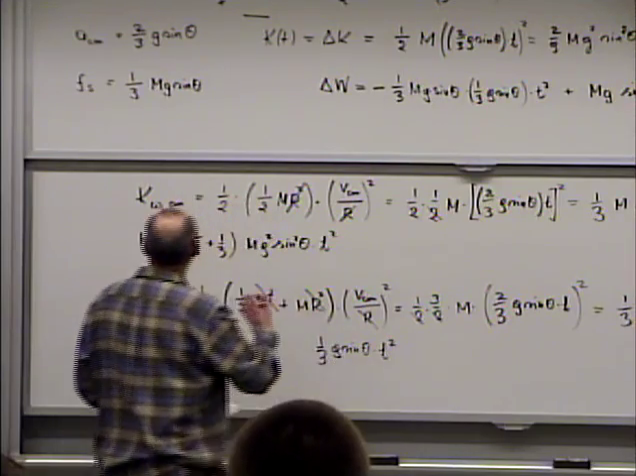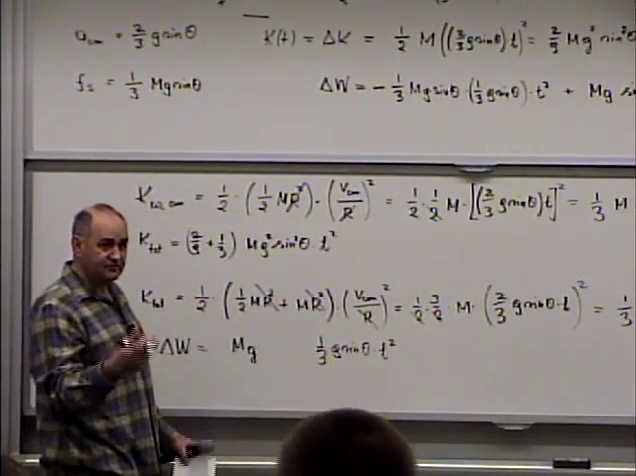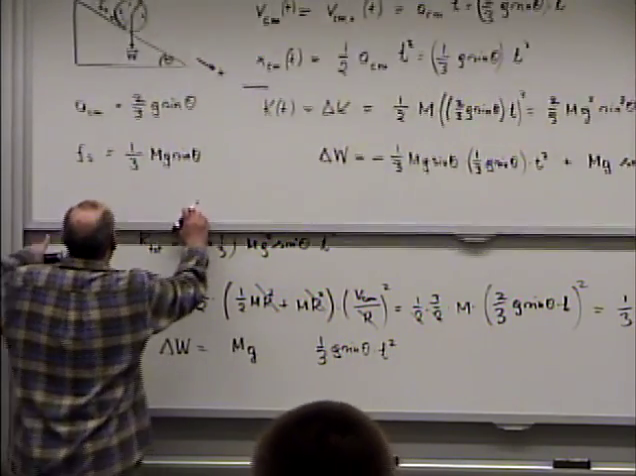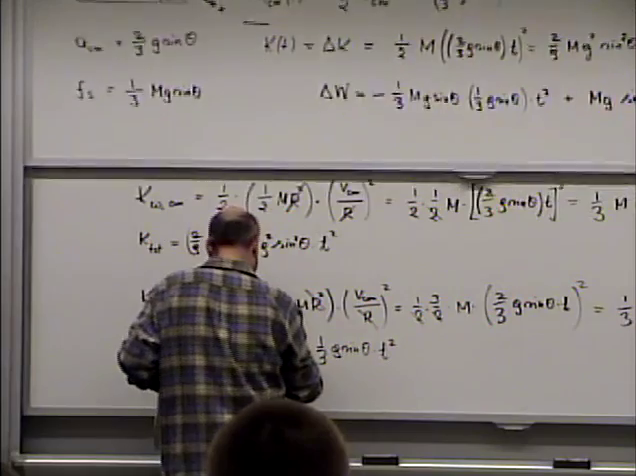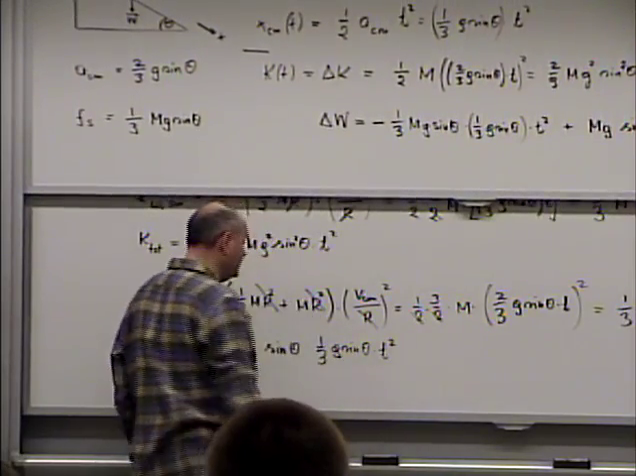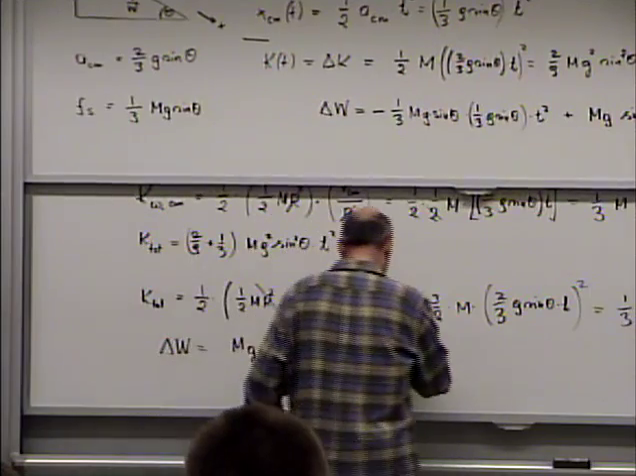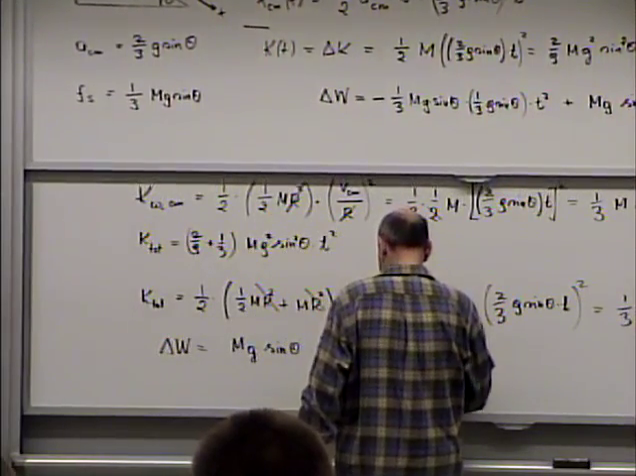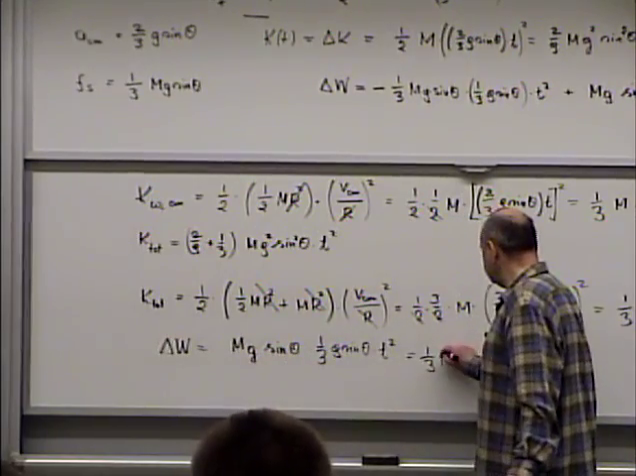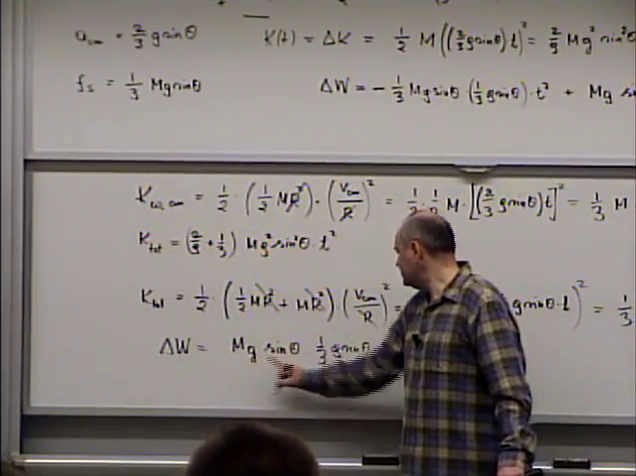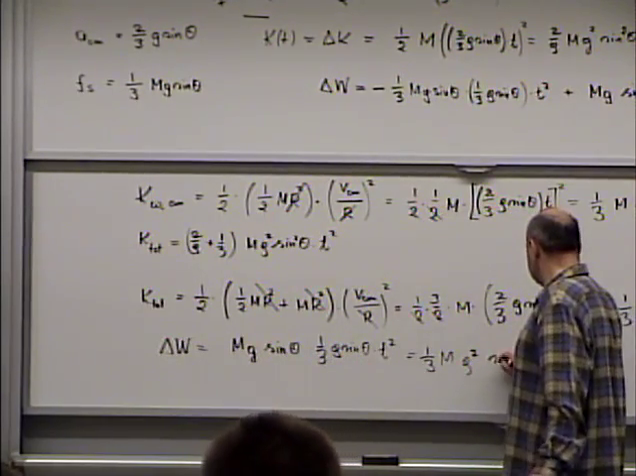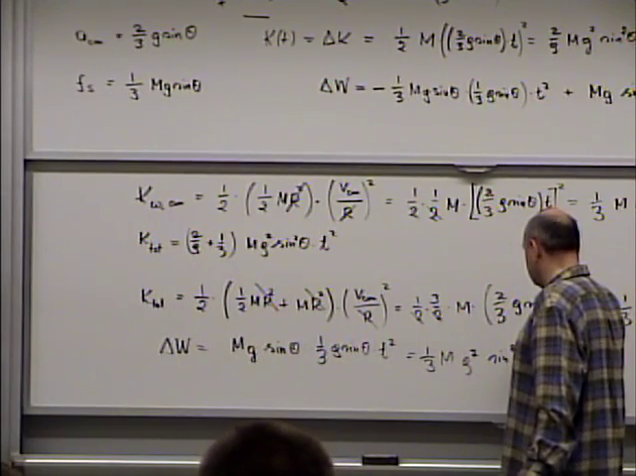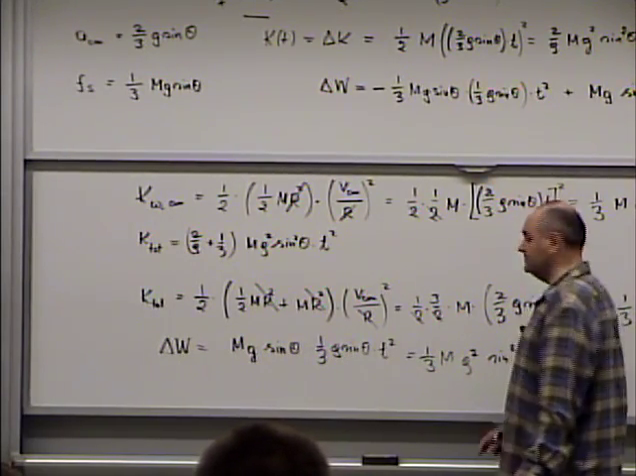Correct. Because now we have to take a cosine of the angle between the force and the displacement. Yeah, thank you. The cosine of this angle happens to be equal to the sine of that angle. So I need also the sine of the incline. So the result will be 1/3 mass, g and g, so g squared, and sine squared theta times t squared.